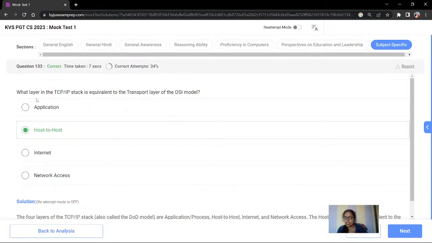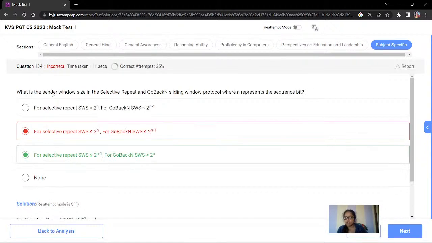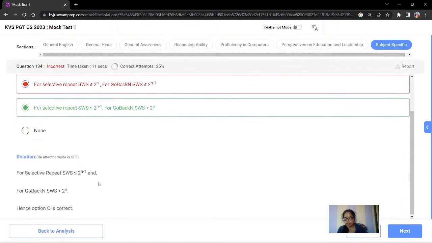Next, which TCP/IP layer do we call end-to-end? TCP is also called a host-to-host protocol. Next, what is the sender window size? For selective repeat, SWS is less than or equal to 2 to the power n minus 1, and for go back N, SWS is less than 2 to the power n.